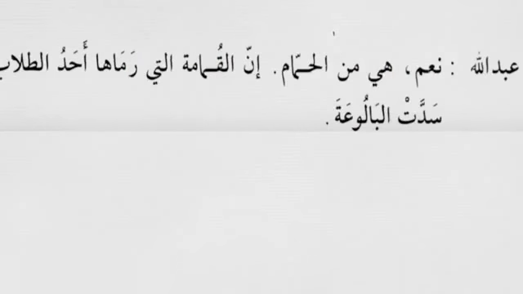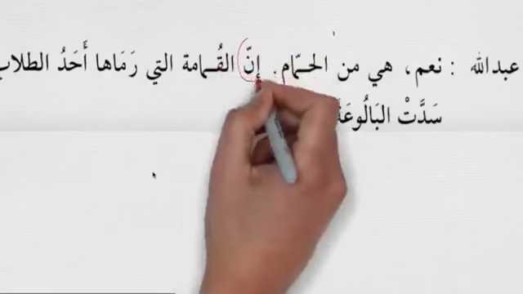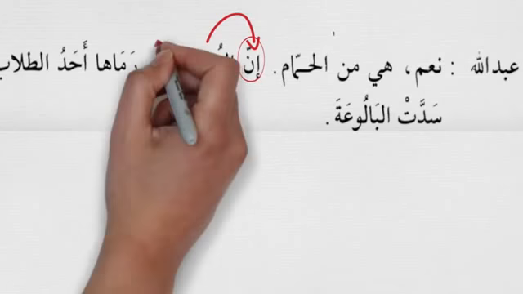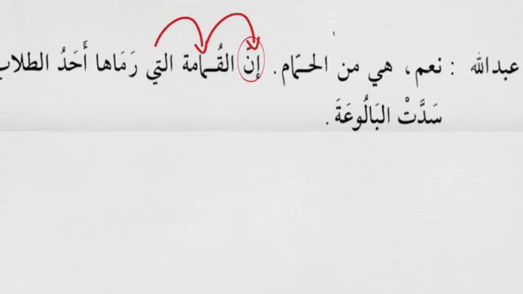So Abdullah says na'am, hiya minal hammam. Yes, it is from hammam. Innal qumamata. So we have here inna, so it will have ism and khabar. It's very interesting to see how things are connected and come together to form a sentence. So inna, al qumamata forms the ismu inna. Now we are looking for the khabar, but if you look at how the sentence continues, inna al qumamata allati. Here allati is coming as a na'at, connected to qumamata.